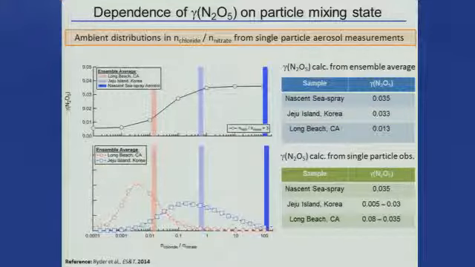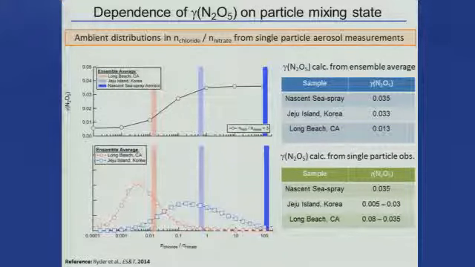So if you actually take each individual particle and calculate using our parameterization, and you look at this, you're going to get a different perspective, right? So you're going to have a range in these uptake coefficients as a function of these individual particle states. So this is basically the formulation of this idea.